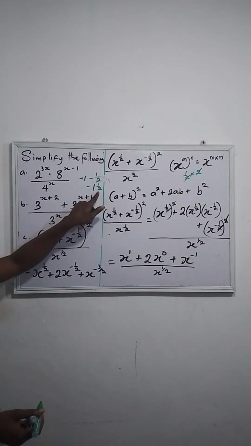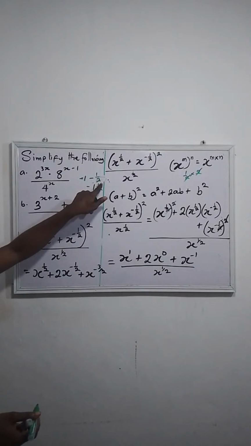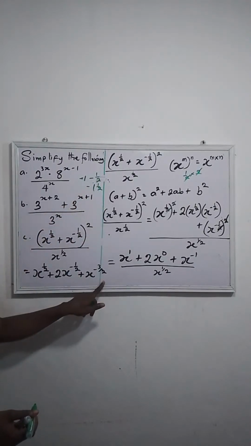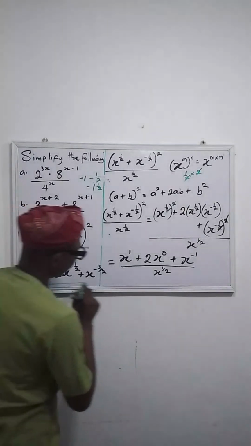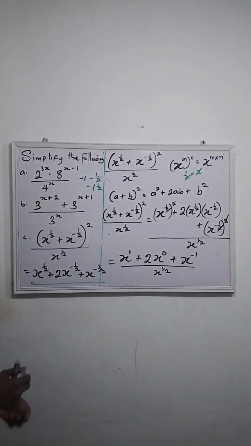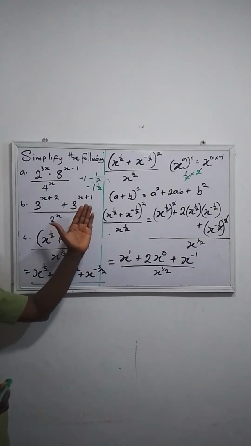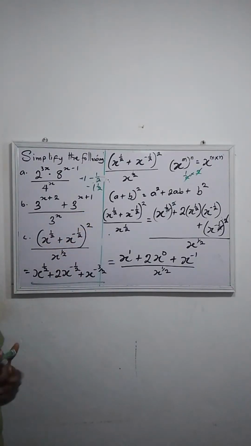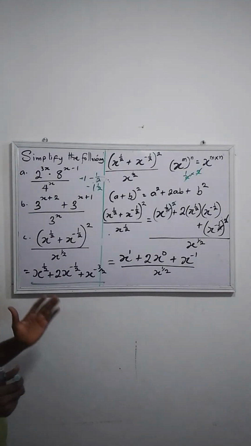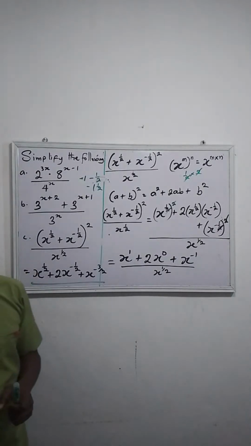When you convert this to an improper fraction, that's 2 times 1, 2, plus 1, that is 3 over 2. Okay, so now this is the answer to the problem, right? So you can see the method and the laws that we apply to solve that problem. All right, so let's move down to another question on the indices.